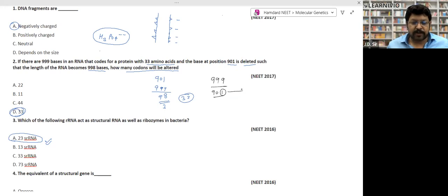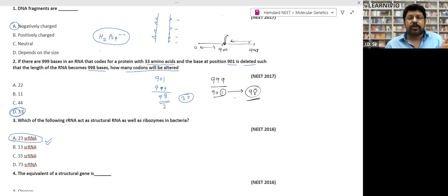Now the frame shift mutation will be in all these 99, right? So 98 genes will get the frame shift mutation, right? This 98 will be affected after deletion. Look, this is a gene. Start from 0. This is 900, right? Now deletion is taking place here. So how many will be affected? They won't get affected. This is deleted. Then the rest of the 98 will shift toward this way.